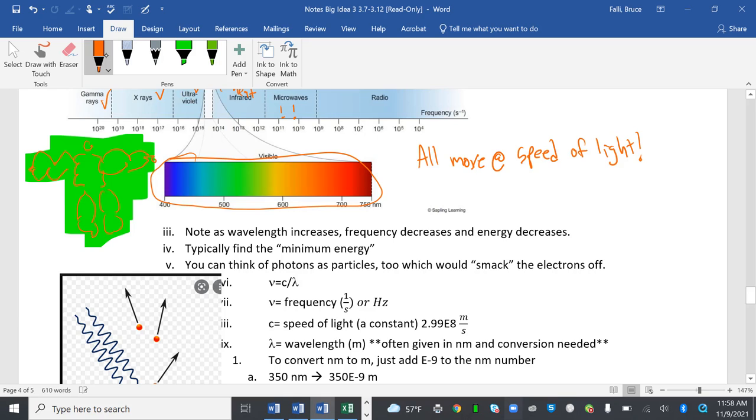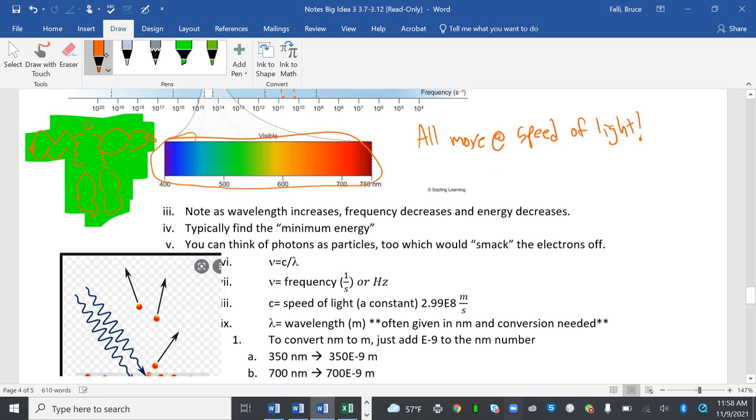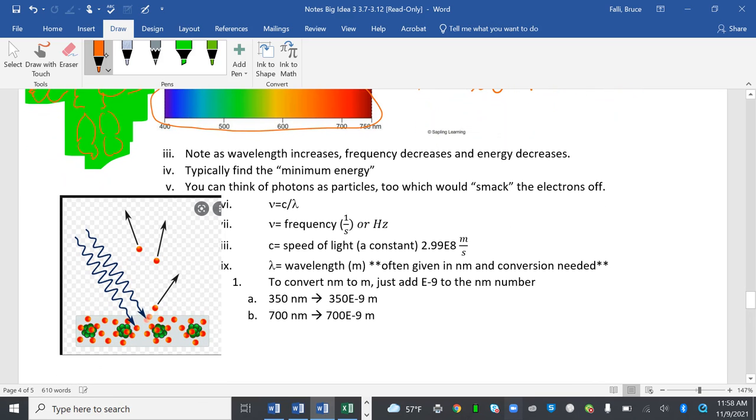Typically, find the minimum energy. That's the question AP asks. You can think of photons as particles, too, which would smack the electrons off with energy.